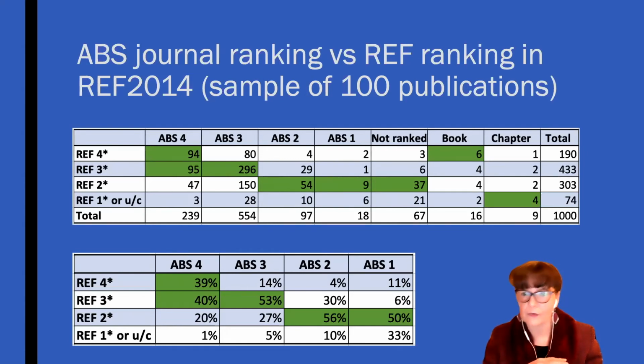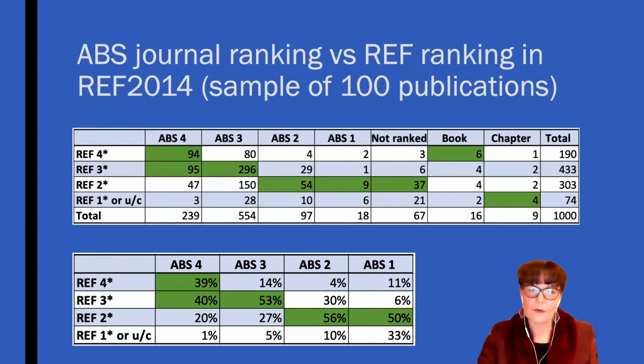In the last REF, the REF 2014, they actually did a brief analysis where they took a sample of, sorry, it was 1,000 publications, not 100 publications. And they compared how these publications scored on the ABS journal ranking. So whether they were published in a 1-star journal, a 2-star journal, a 3-star journal, or a 4-star journal, or a journal that was not ranked at all. And then they looked at how they were scored in the REF.